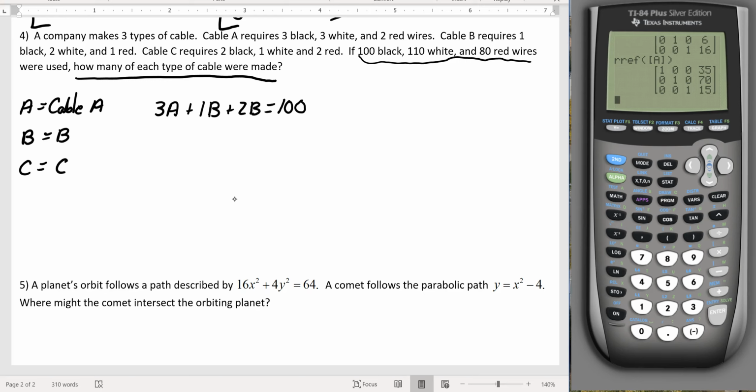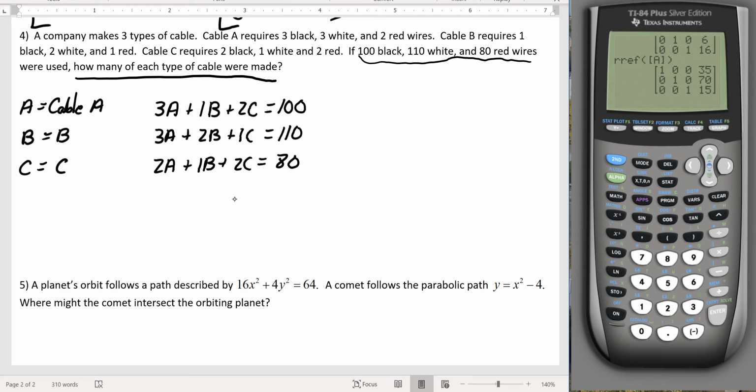All right. Next one, white. So we have 3 for A, 2 for B, and 1 white for C. I just now saw that I wrote that wrong. And a total of 110 were used. And then for cable A with red, they used 2, and then 1 red for B, and 2 red for C, and 80 of those were used.